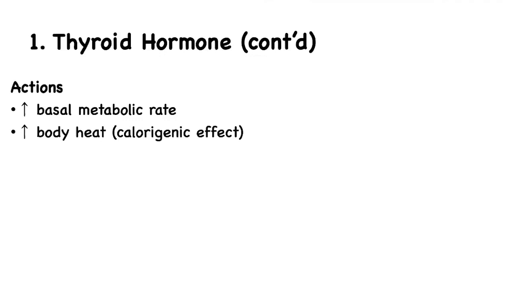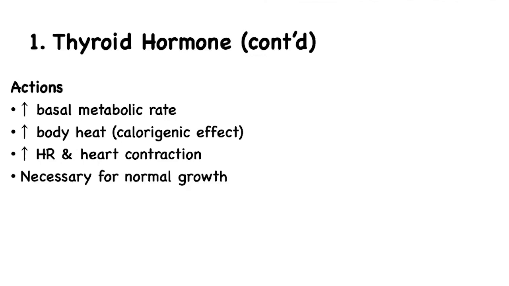During chemical reactions, some of the energy will be lost in the form of heat. So, thyroid hormone will increase body heat as well. This is the calorigenic effect. In response to thyroid hormone, cardiac cells increase or upregulate the number of adrenergic receptors they have for sympathetic neurotransmitters. This will result in an increase in heart rate and heart contraction.